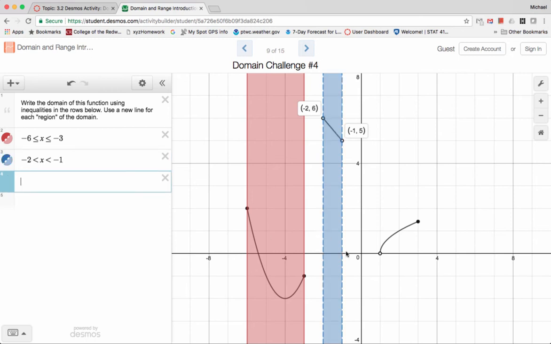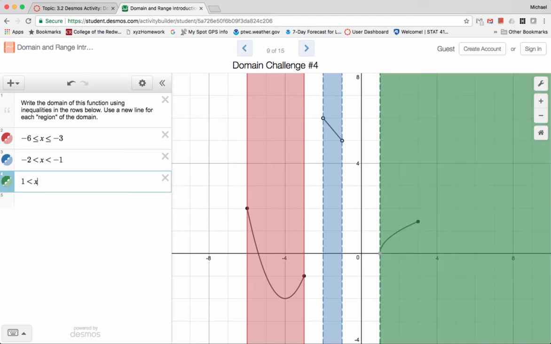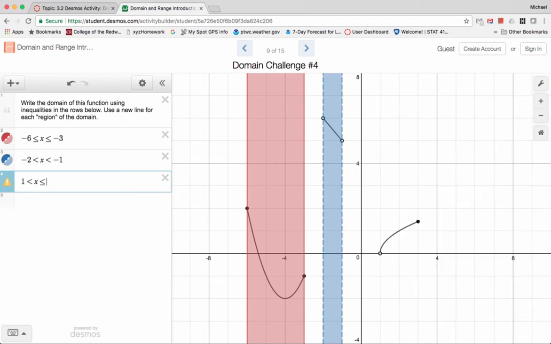Okay, one last piece to build here. Let's put our endpoints on this one too, just to make it look pretty. And then we're going to go from where? From 1 to 3, it appears. So 1 is strictly less than x, which is less than or equal to, looking at what we have here again, it was 3, right?